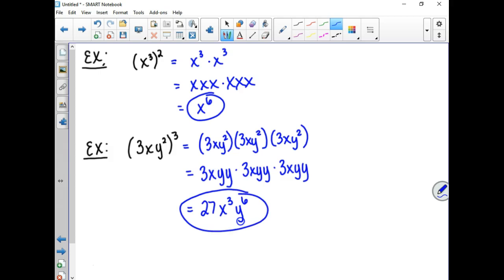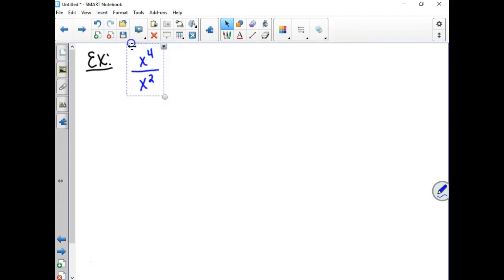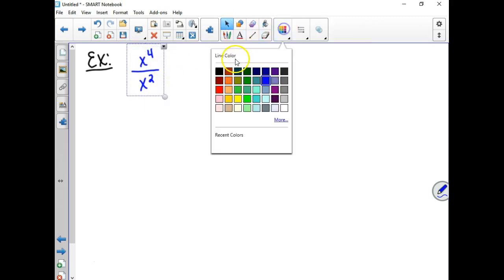Okay? So far we have looked at multiplying two things that had exponents. We've looked at raising something that has an exponent to another exponent. The other thing that I want us to look at is division. So let's look at a couple problems with division. So let's say that I have x to the 4th power over x to the second power.